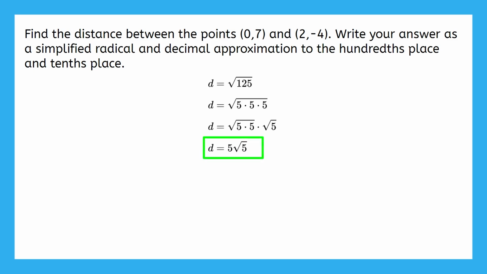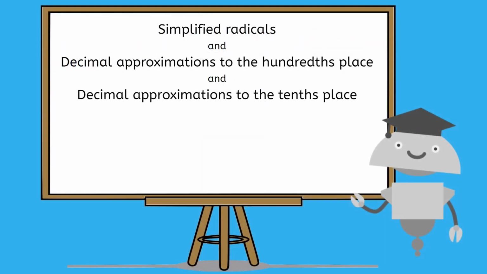Then we can use our calculator to find a decimal approximation and round to the nearest hundredths place and tenths place. These are the other 2 parts of our answer. In your practice problems, you'll only be asked to find one of these 3 types of answers per question. So be sure to pay close attention to which of these 3 you're being asked to find. Now you can find the distance between 2 points as a simplified radical and as a decimal approximation.